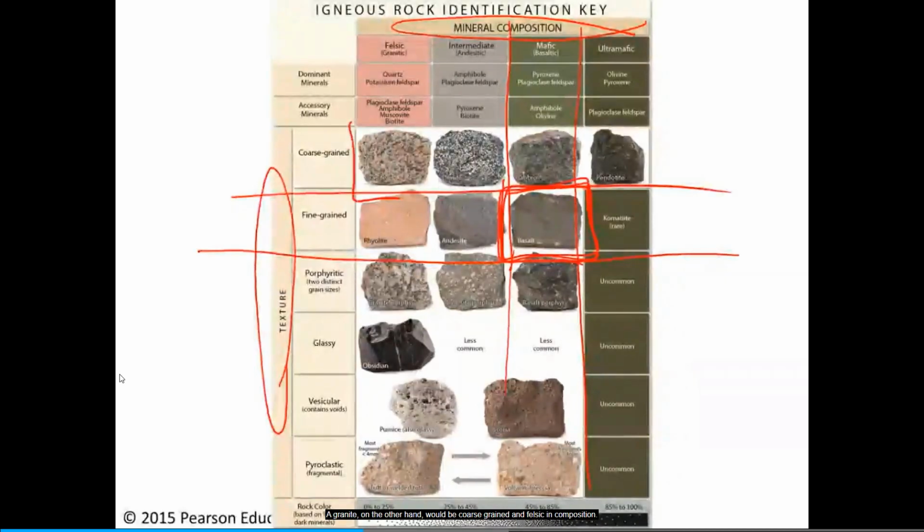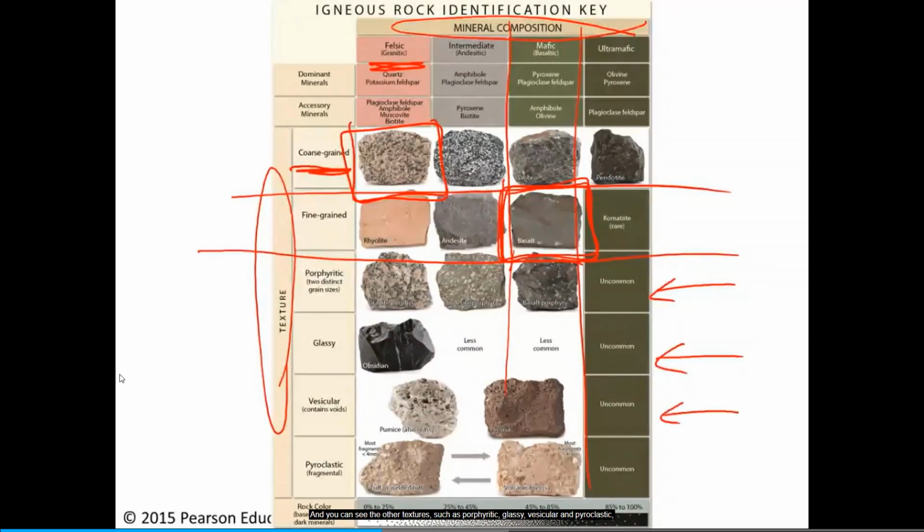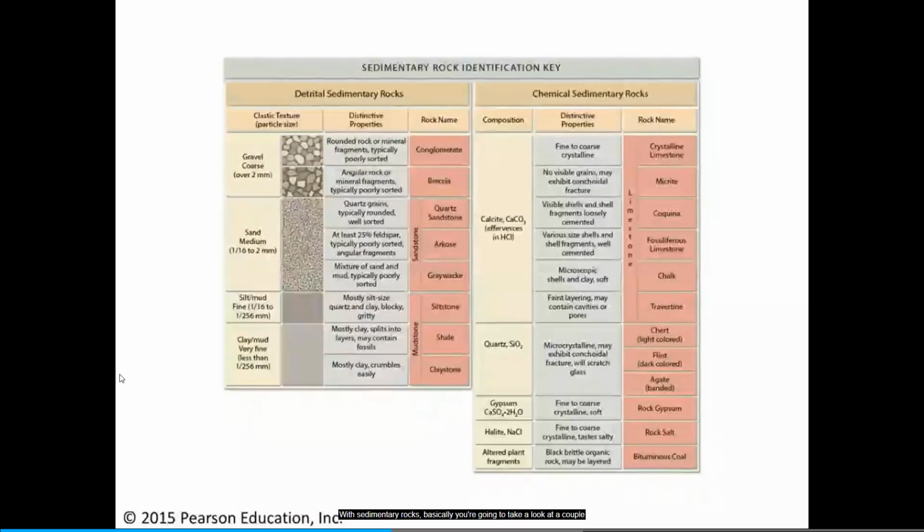A granite, on the other hand, would be coarse-grained and felsic in composition. And you can see the other textures such as porphyritic, glassy, vesicular, and pyroclastic. They can have various compositions as well. With sedimentary rocks, basically you're going to take a look at a couple of things right off the bat, and then if those don't work, then you're going to default to some other possibilities. First off, you want to look to see if you can make out particles. If a sedimentary rock is made out of chunks of other rocks, that makes it a detrital sedimentary rock.